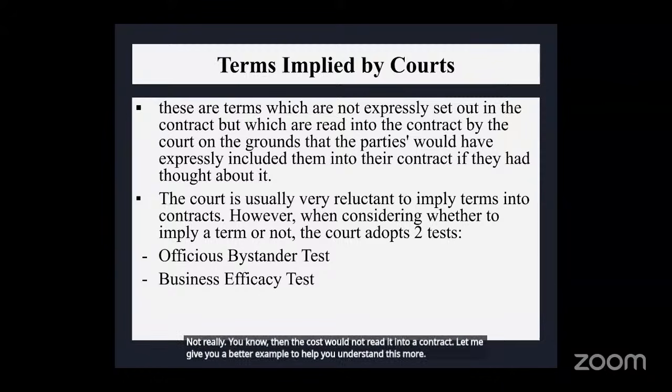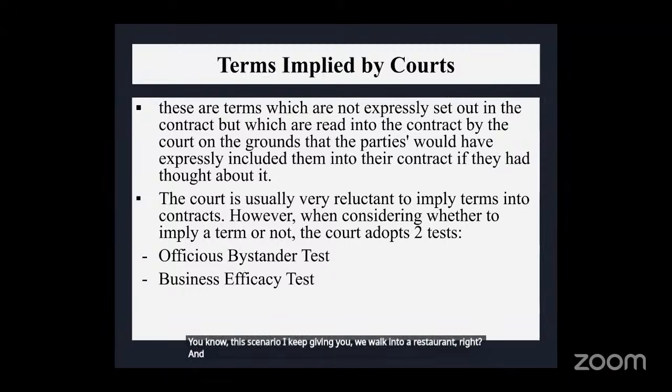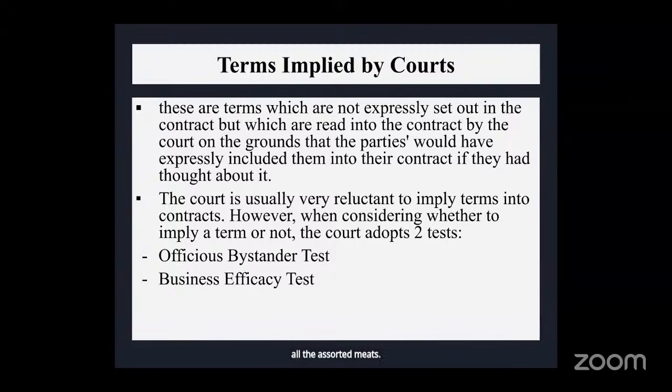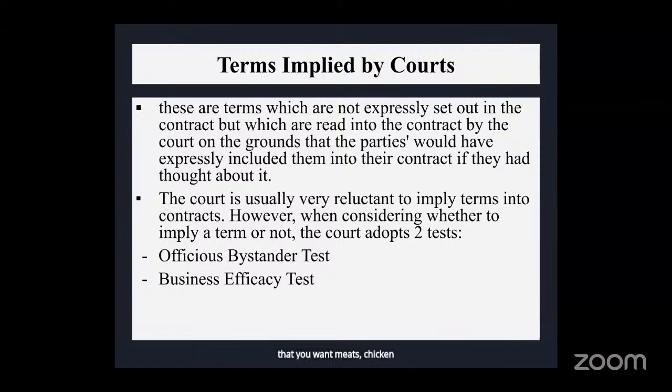In this scenario I keep giving you, we walk into a restaurant, right? And you ask for food. You ask for a plate of rice, and dodo, and all the assorted meats, goat meat, cow, chicken, egg, and they put all that in your plate and give you the food. You formed the contract. What are the terms of this contract now? The terms are the fact that you want rice, that you want meat, chicken, goat meat, cow, beef, right?